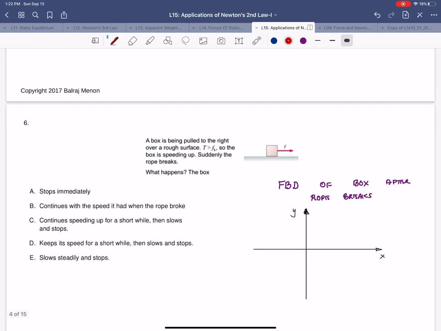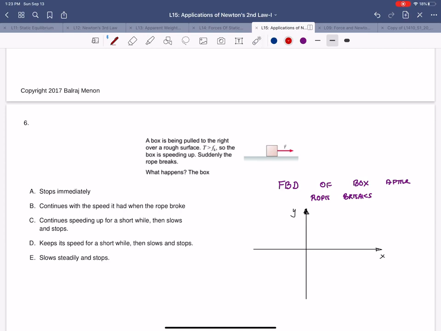Here's another question. A box is being pulled to the right over a rough surface. T is greater than F sub K, so the box is speeding up. So as you're pulling it, the tension is greater than the force of kinetic friction. Suddenly the rope breaks. What happens? Once the rope breaks, the tension essentially goes to zero, and the object is still moving at that instant.